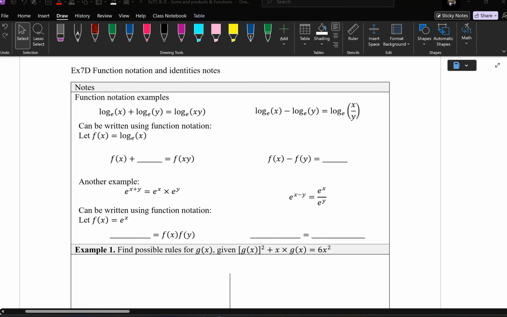Here we go. Exercise 7D. What you're learning from 7D is just simply learning how to read function notation. Here's an example. Log e of x plus log e of y is equal to log e of xy. That's one of the log rules. And same thing with the other log rule. If you subtract the two logs with the same base, then it is the same as dividing them.